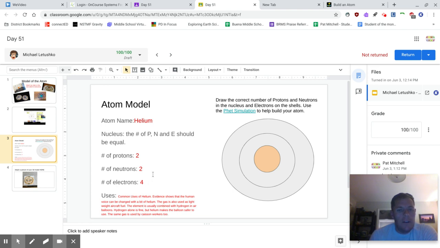All right, so what I want you to do is make yours neutral. His would actually be a negative ion because there's more electrons than protons. That's fine, but I want you to have them balanced. I want you to be neutral. So I want you to have, for example, 2, 2, and 2.